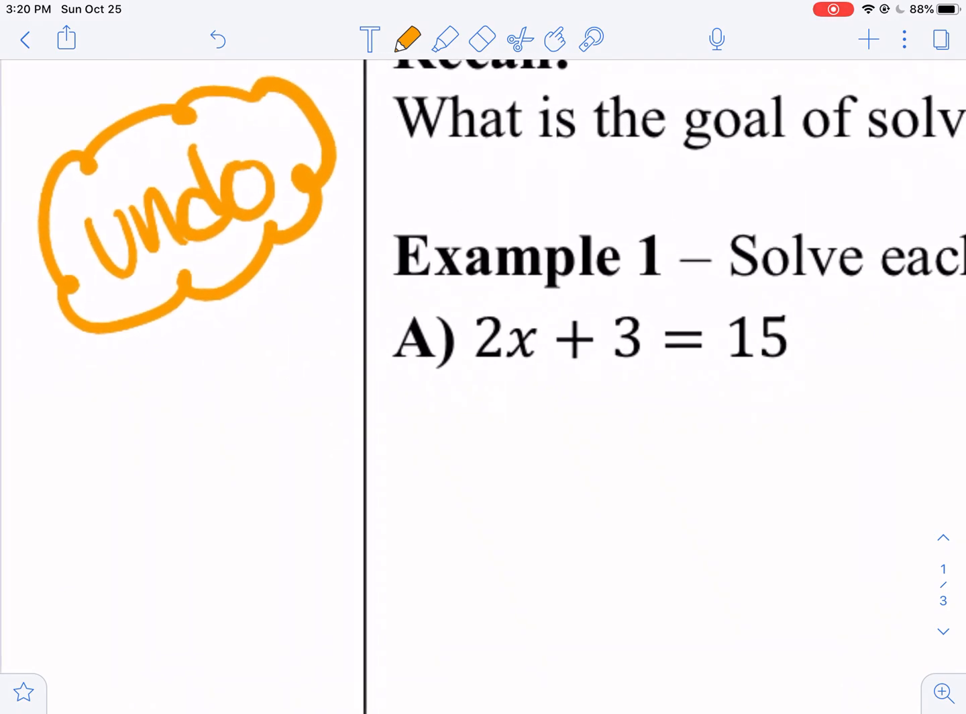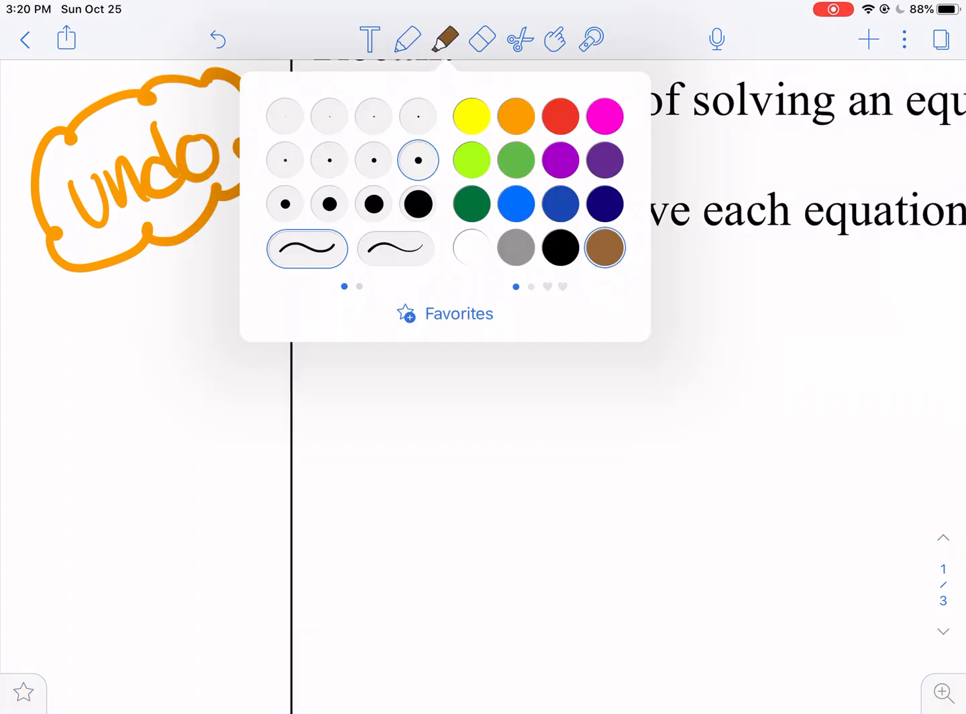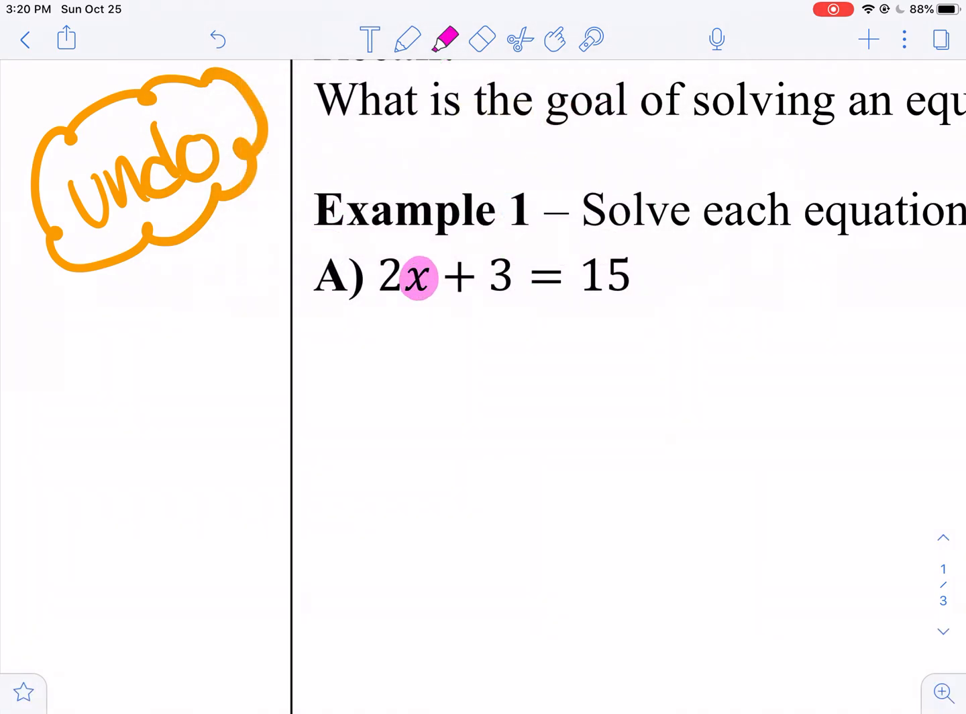But when you zoom in on example 1, number A, you'll notice that yes, we have our little x right here. We want to get him all by itself. However, there are 2 things happening to our variable. There's a +3 and there's a ×2. So how do we know what to do first?